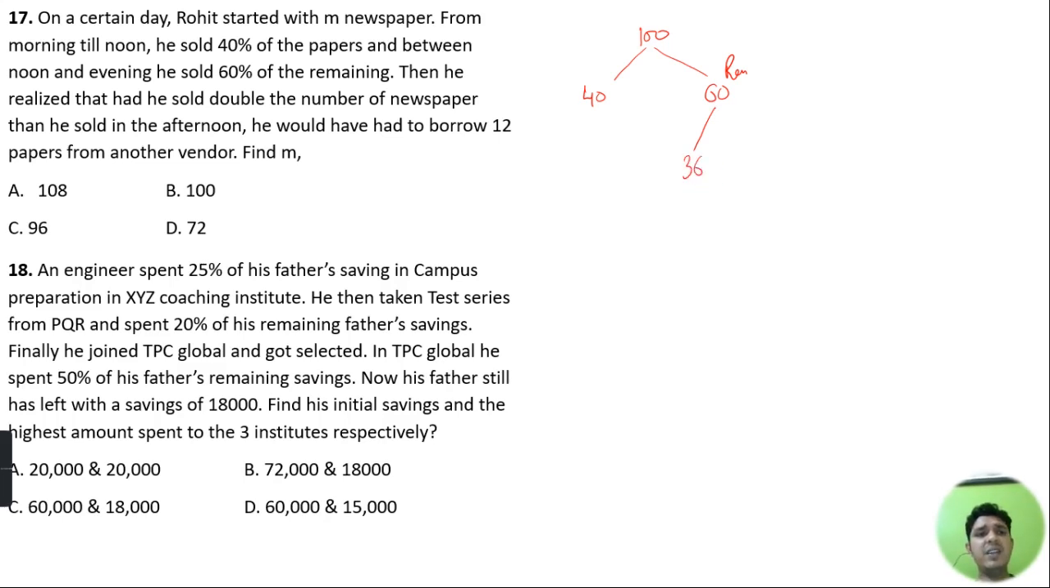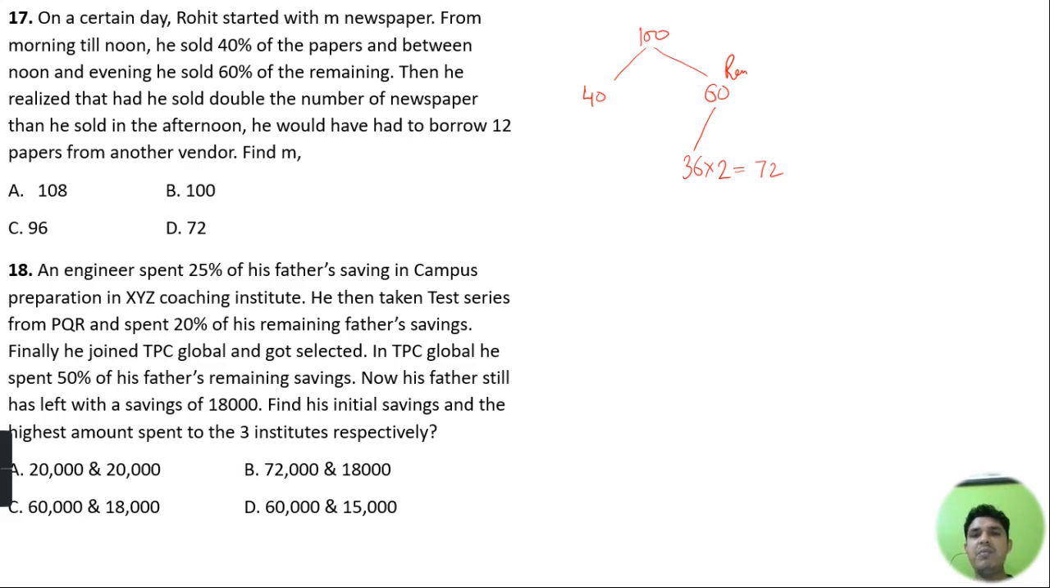Then he realized that had he sold double the newspapers he sold in the afternoon... That means in the afternoon he sold 36 newspapers. Had he sold double, that means 72, he would have had to borrow 12 papers from another vendor. The remaining papers he had earlier were 60, and if he had to sell 72 newspapers, he would have had to borrow 12 newspapers from another vendor.